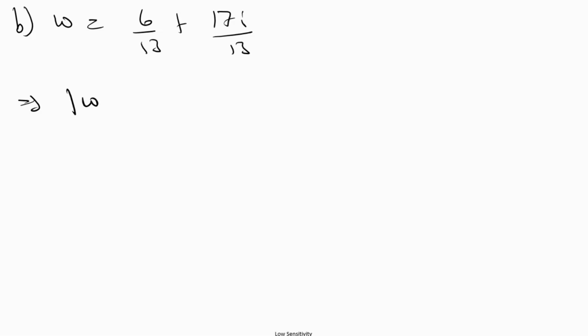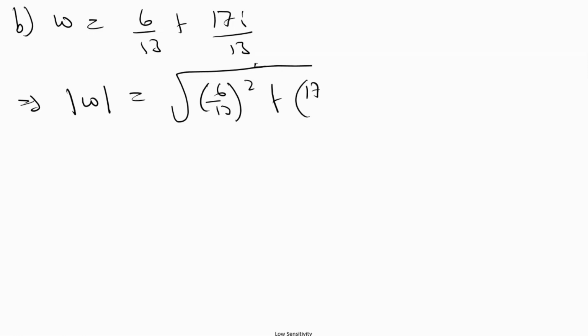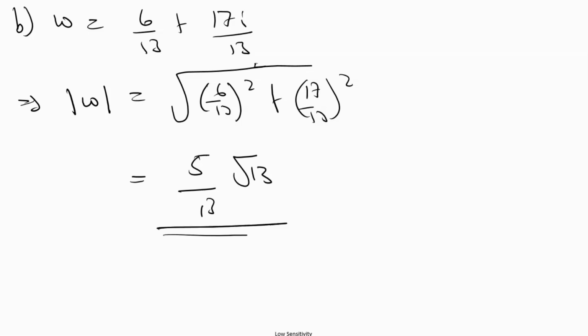Therefore, the modulus of w, as we have shown in the formula, becomes the square root of 6 over 13 squared plus 17 over 13 squared. And we can simplify this. Once you do the simplification, we're going to see that this becomes 5 over 13 times the square root of 13. So that's the modulus here.